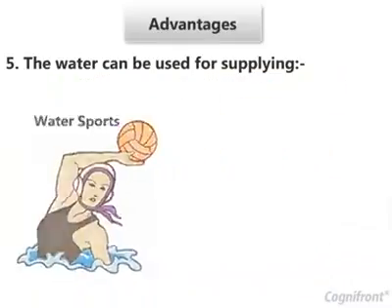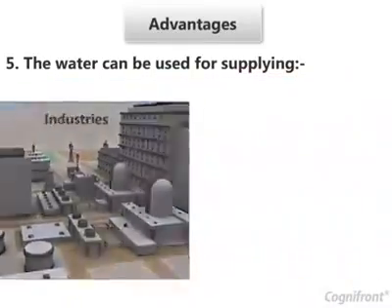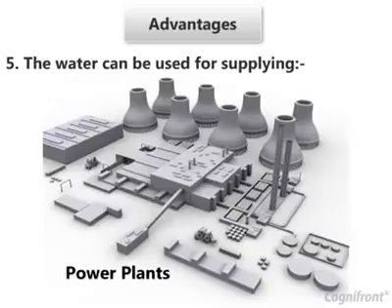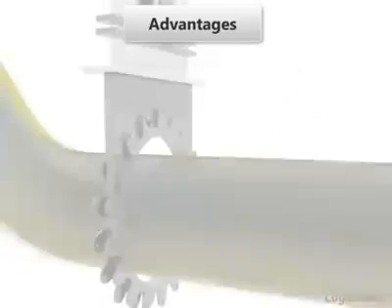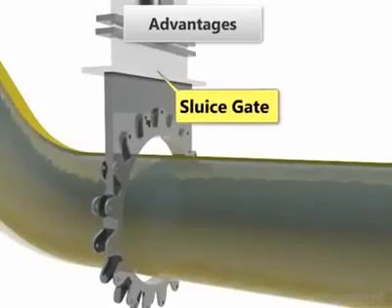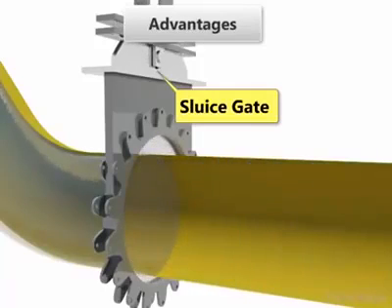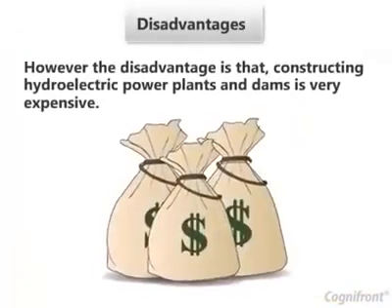The water can be used for supplying drinking water, irrigation, water sports, industries, power plants, etc. Another advantage is that when electricity is not needed, then the sluice gate is closed to stop the generation of electricity. It also allows storage of water to be used whenever necessary.